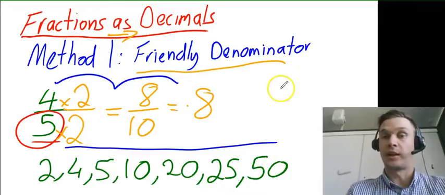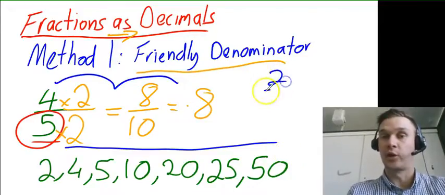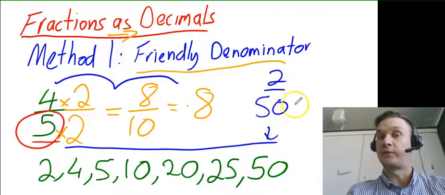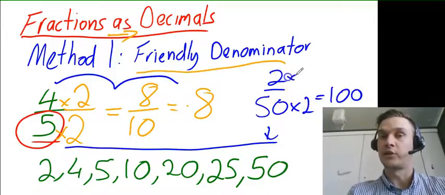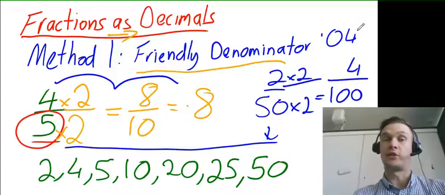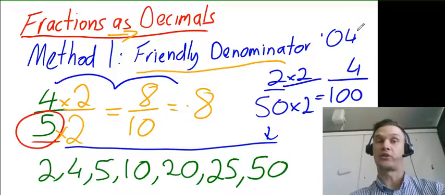For example, if you have, let's say, 2 over 50, which is this example here, I know that 50 times 2 would equal 100. That means 2 times 2 equals 4. So our answer here will be 0.04, four hundredths. So that's how, using method 1, you turn a fraction into a decimal.